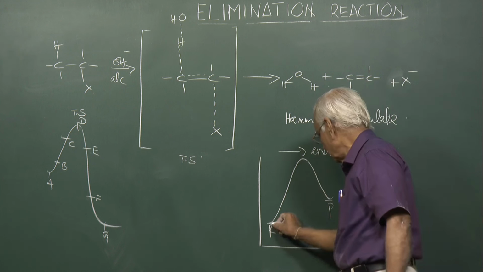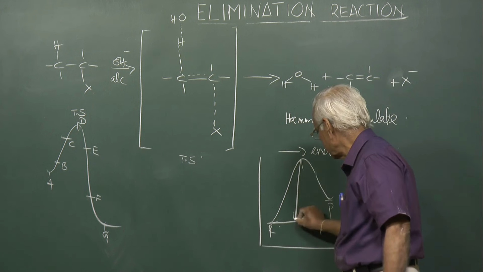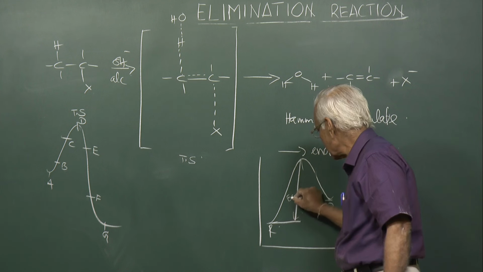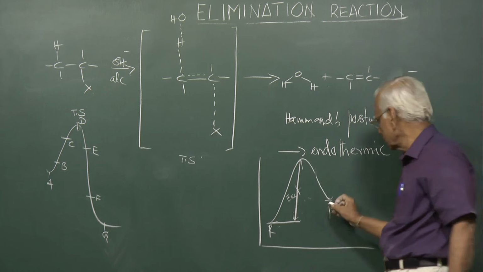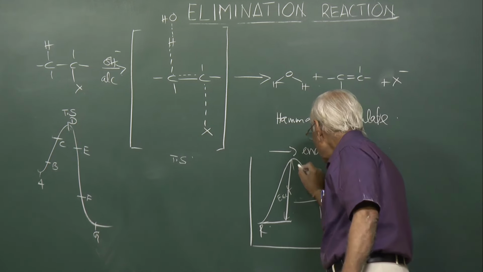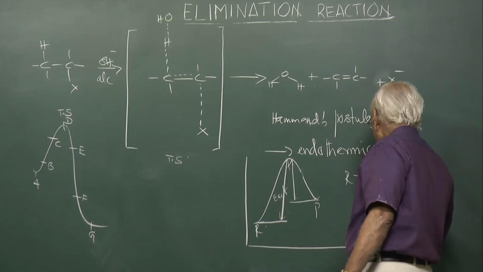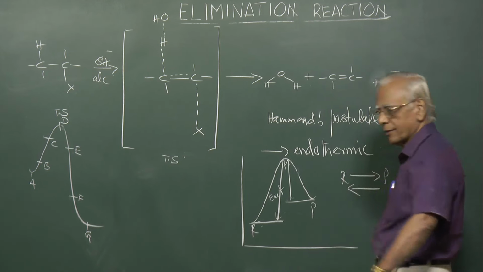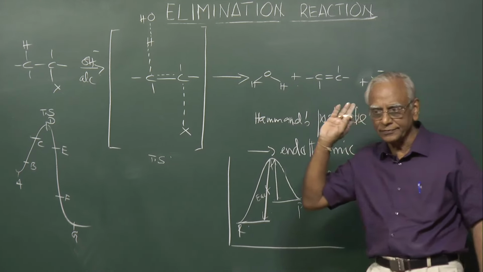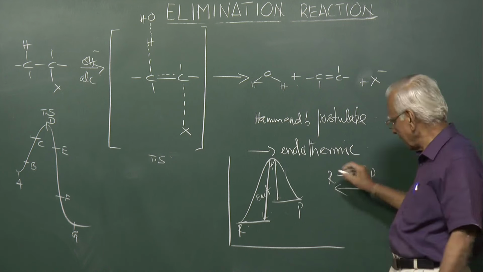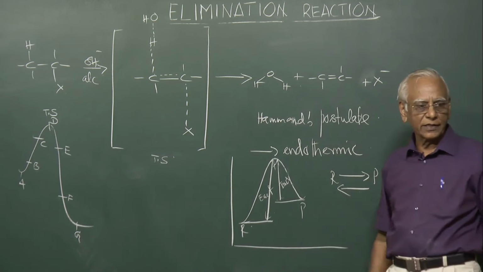Now, assume that the reaction is reversible. This is the activation energy for the forward reaction. For the reverse reaction, for the product converted into reactant, which is the reactant here? The product is the reactant. And what is the activation energy? This is the activation energy.